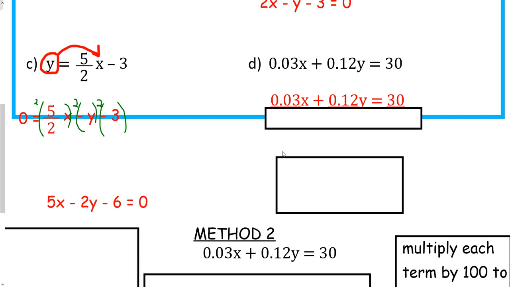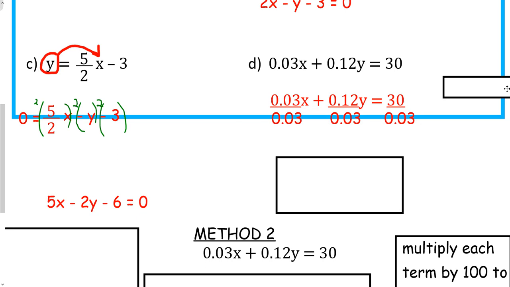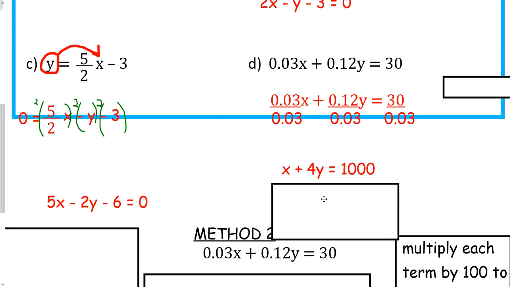All right, D, the last one. And I've got 2 methods for this question. So the first method, what you can try is you can divide each of the terms by 0.03, right? That will eliminate this fraction here. Sometimes when you do that, it doesn't eliminate the other decimals, or it might even create another decimal. In this case, it does work. You do end up with nice whole numbers.